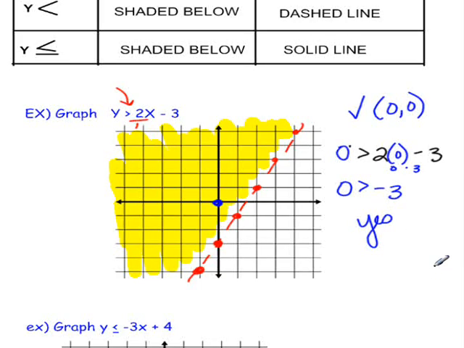So the side that you should shade should include the point (0, 0). And look, that's what we've done. The side that is shaded does color across the point (0, 0). So we shaded correctly. Let's go look at another one.